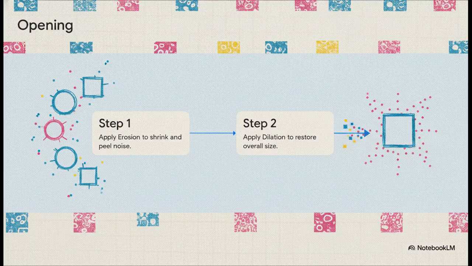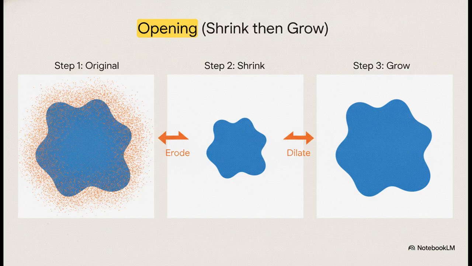Our first composite tool is called opening, and the formula here is beautifully simple. It's literally just a two-step process. Step 1, you apply erosion to the image, and step 2, you immediately apply dilation to that result. So basically, you shrink it and then you grow it. Now, why on earth would we shrink something just to grow it again?